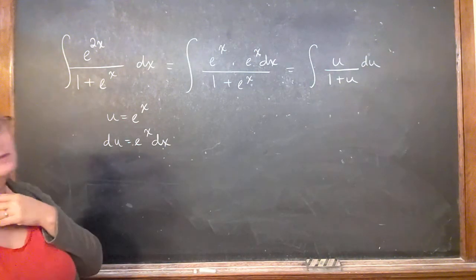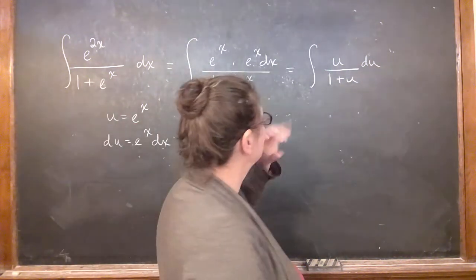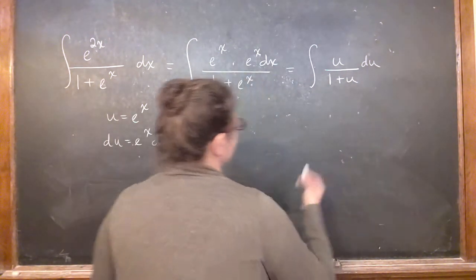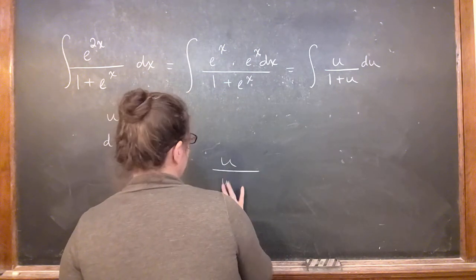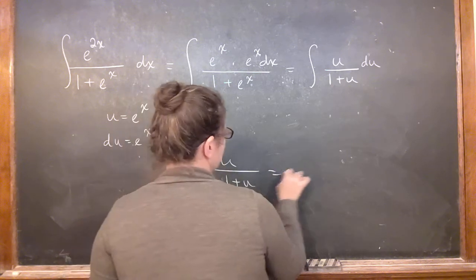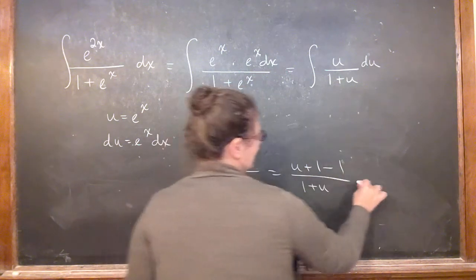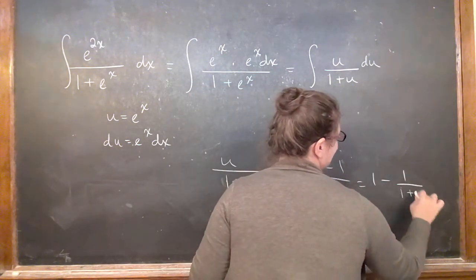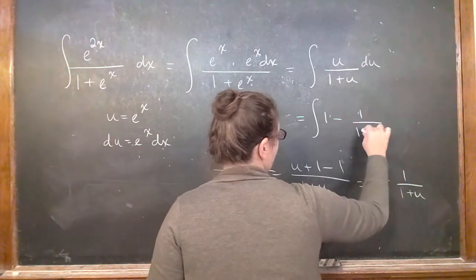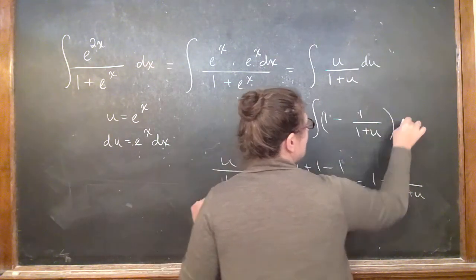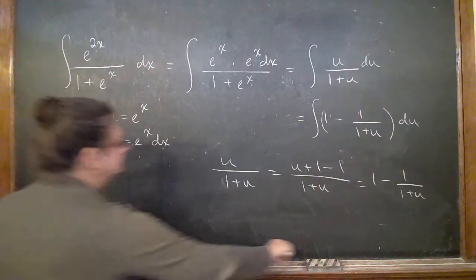So then I have this, and again, I can do either way. I can divide out, or I can do what I did in that previous example, right? Because I can do u over 1 plus u is u plus 1 minus 1 over 1 plus u, right? So they're the same. So I have 1 minus 1 over 1 plus u. And then this is a straightforward integral. Do both of those and put back the x. Okay.